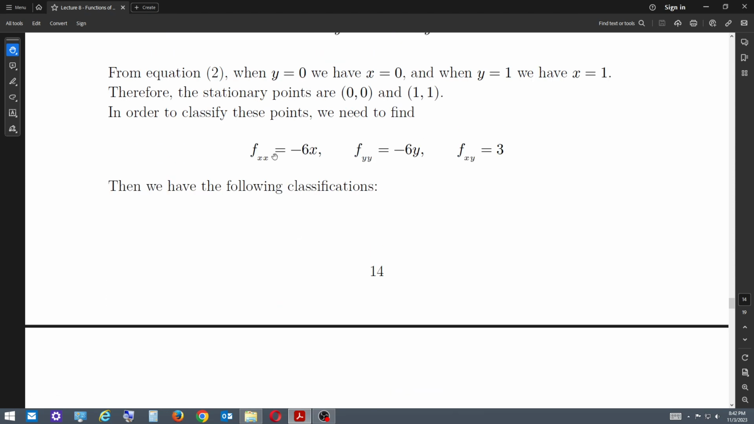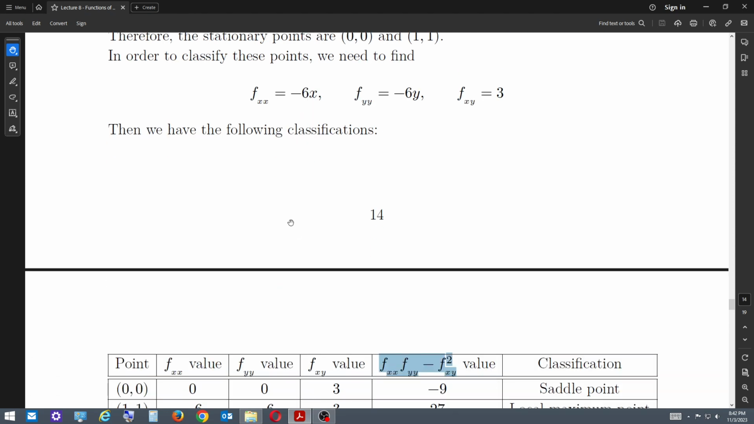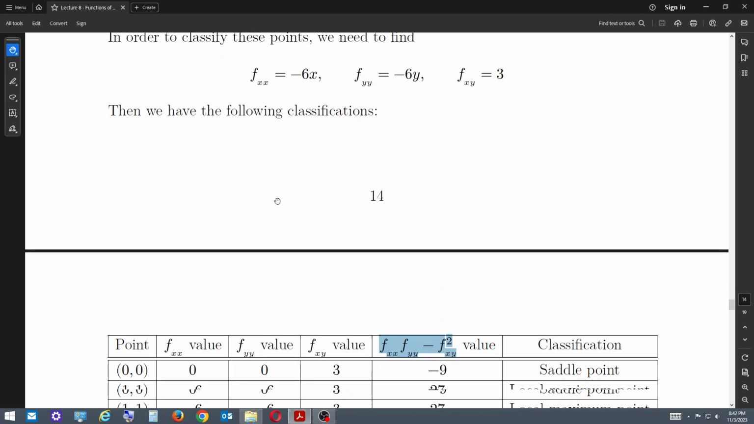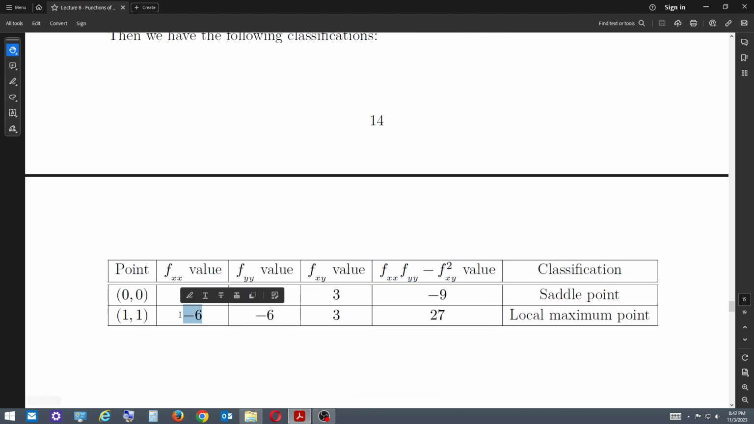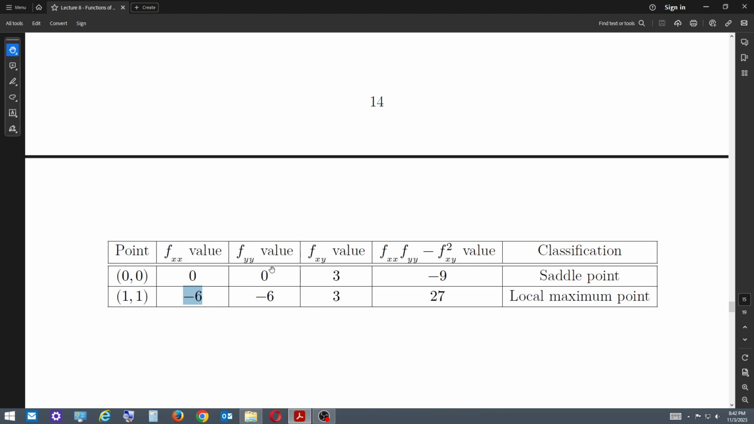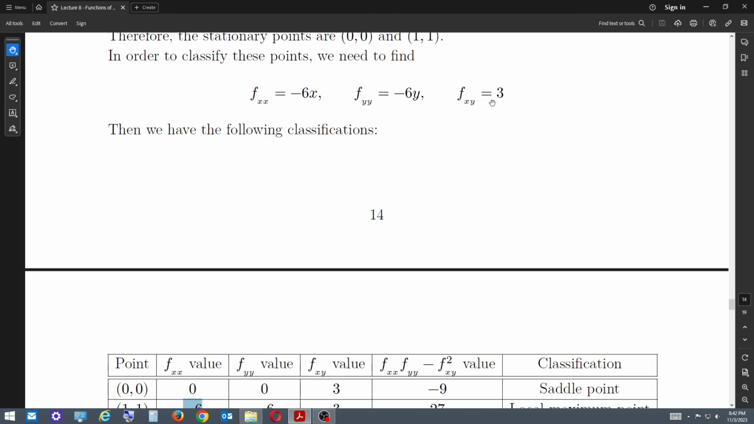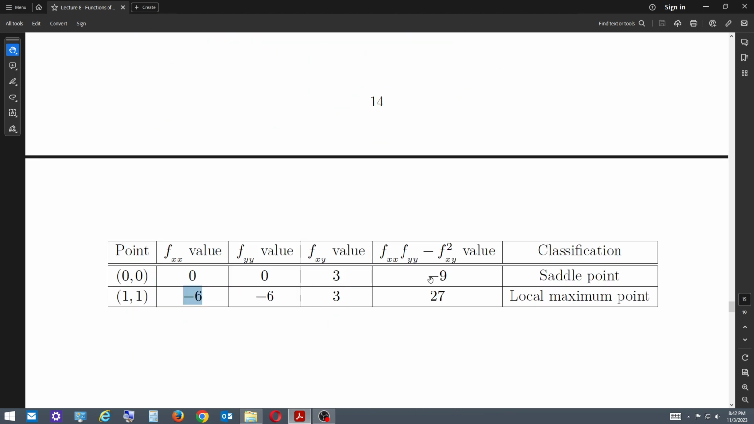So the fxx value, when x is 0 we get 0, when x is 1 we get negative 6. Same thing for this, 0, negative 6. Here, well, this is just 3. And then to get this value, we take the first value multiplied by the second value and then subtract the square of this value. Alright, so then you get negative 9 here. Minus 6 times minus 6 is 36. Minus 3 squared is 27.